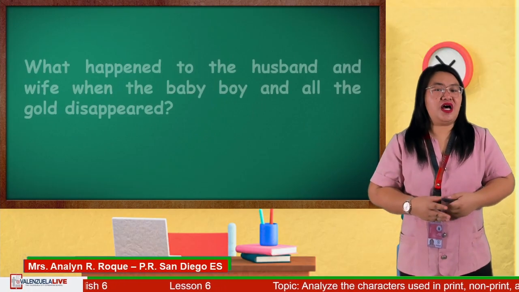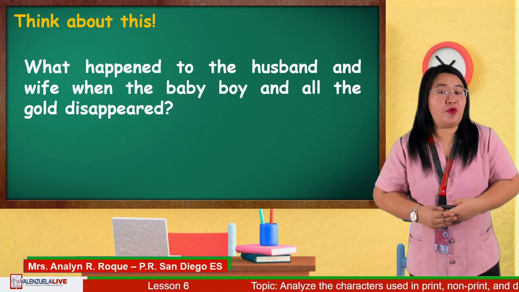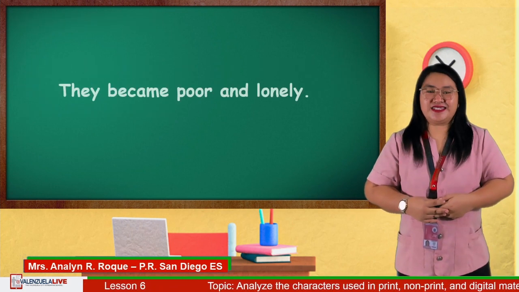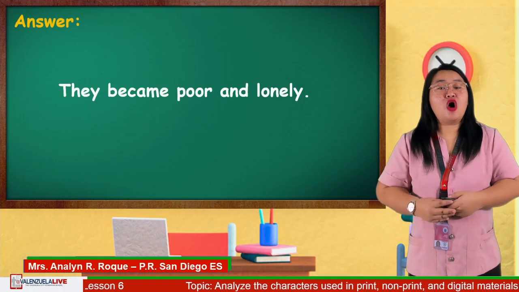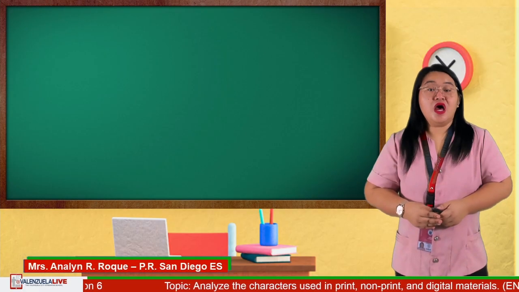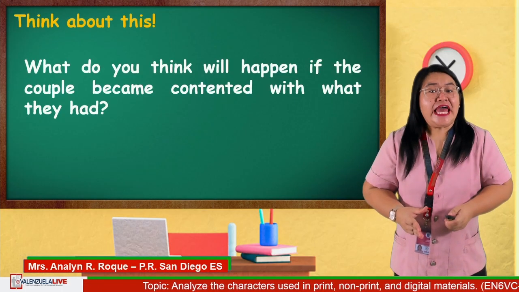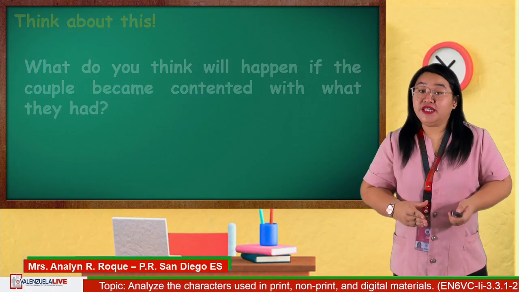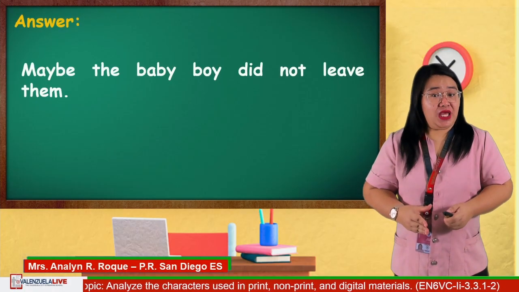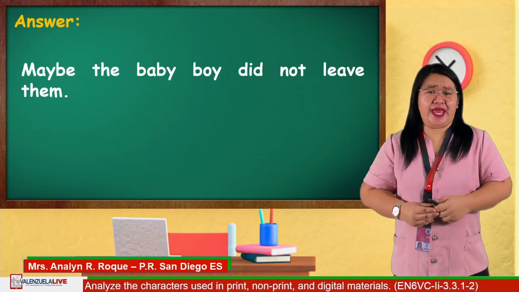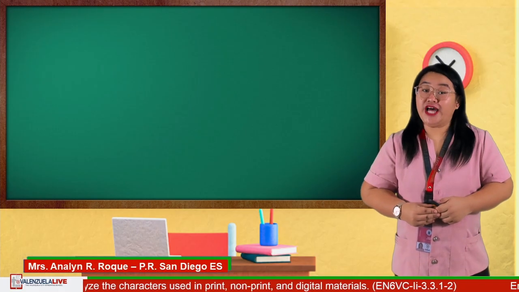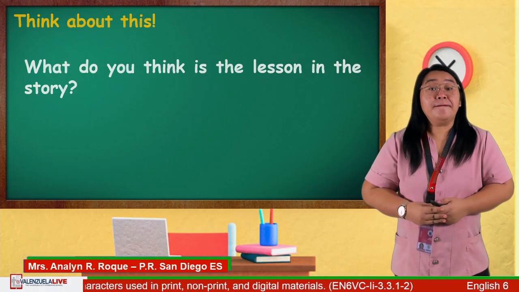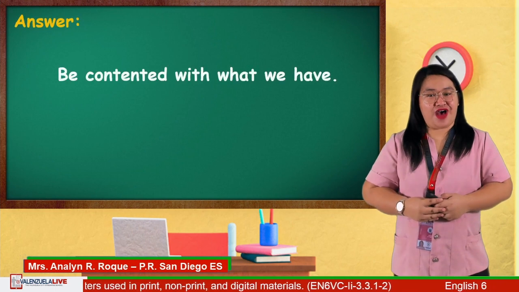What happened to the husband and wife when the baby boy and all the gold disappeared? Yes, they became poor and lonely. What do you think will happen if the couple became contented with what they had? Yes, we can say that maybe the baby boy did not go away and leave them. What lesson did the story teach us? That's correct. Be contented with what we have.